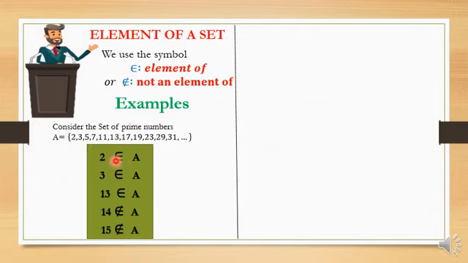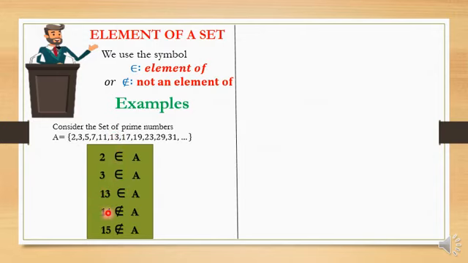2 is an element. Why? Because we can find 2 in the set A. So since 2 is an item in A, we can conclude that 2 is an element. So when you see this sign, you need to know that it's an element. Now let's check 3. Since we can find 3 here, 3 is an element of A. 13. Since we can find 13 in A, 13 is equally an element of A.